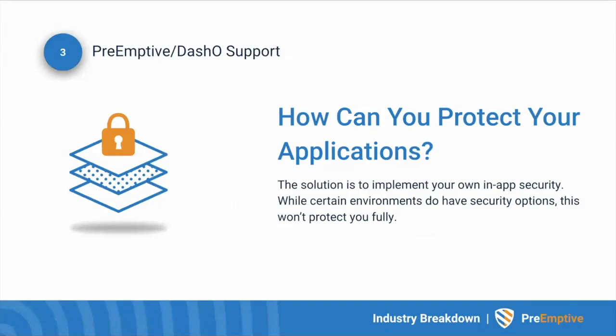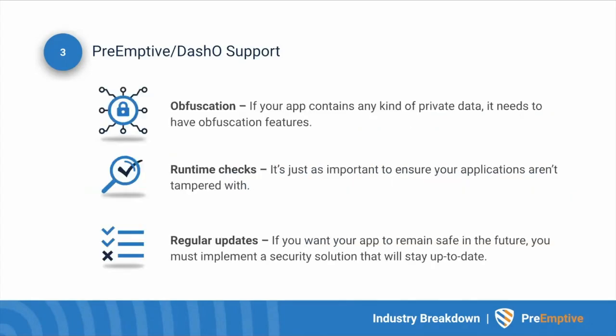The solution is to implement your own in-app security. While certain environments do have security options, this won't protect you fully. Hardening your app against security threats requires you to include features like obfuscation. If your app contains any kind of private data, it needs to have obfuscation features. You should look for app security solutions that offer multiple forms of obfuscation, such as renaming, encryption, and control flow. This will help you protect everything from login credentials to personal user data.